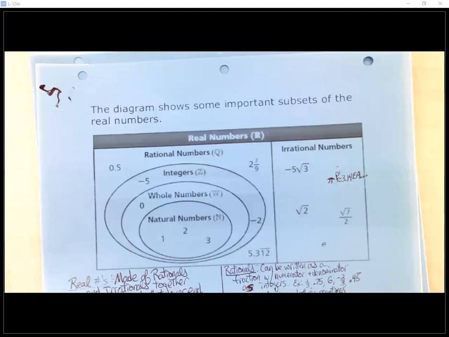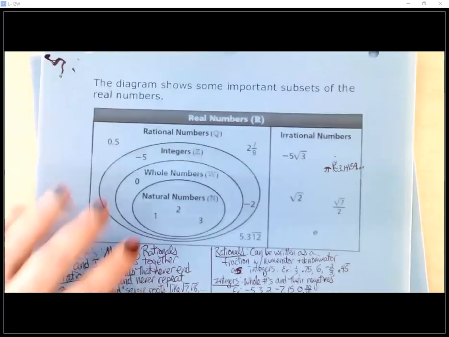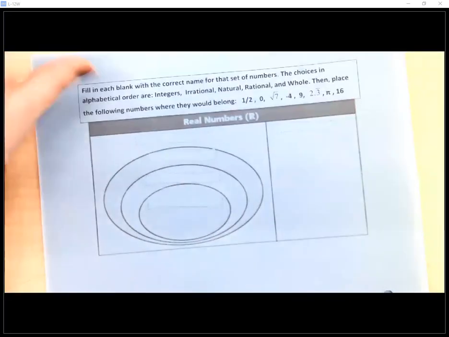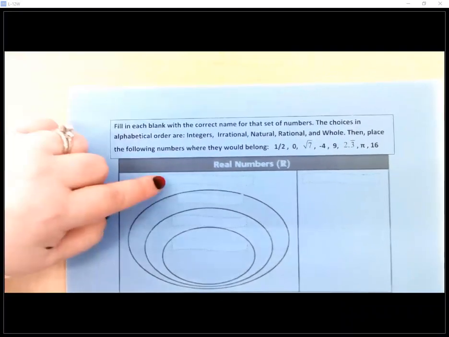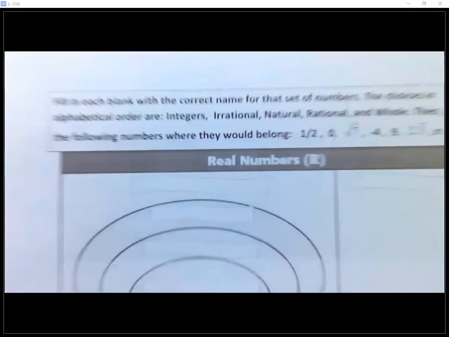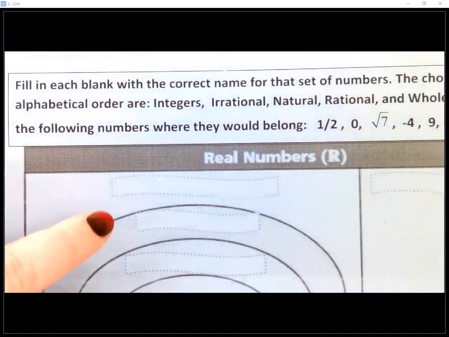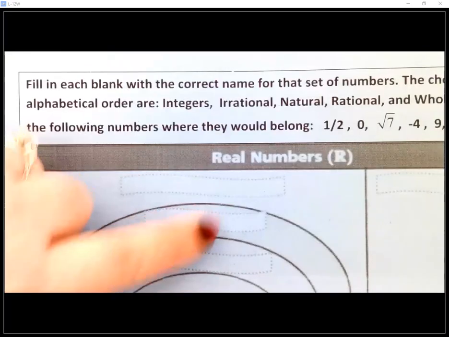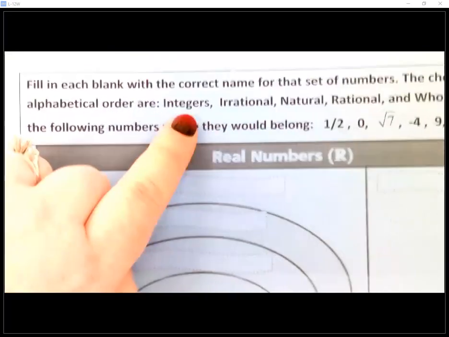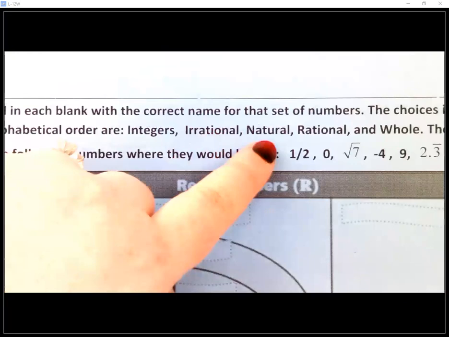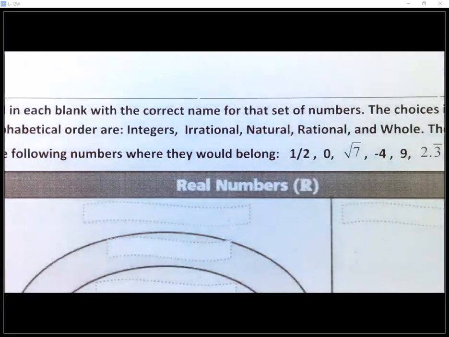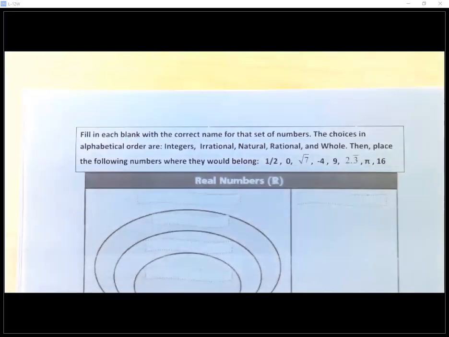All right, flip your papers over. If you look at the back, try and fill this out without flipping it over back to the other side. You've got places to enter in the names. I list them for you in alphabetical order: integer, irrational, natural, rational, and whole. Put those 5 words where you think they belong. Don't put any numbers down yet.